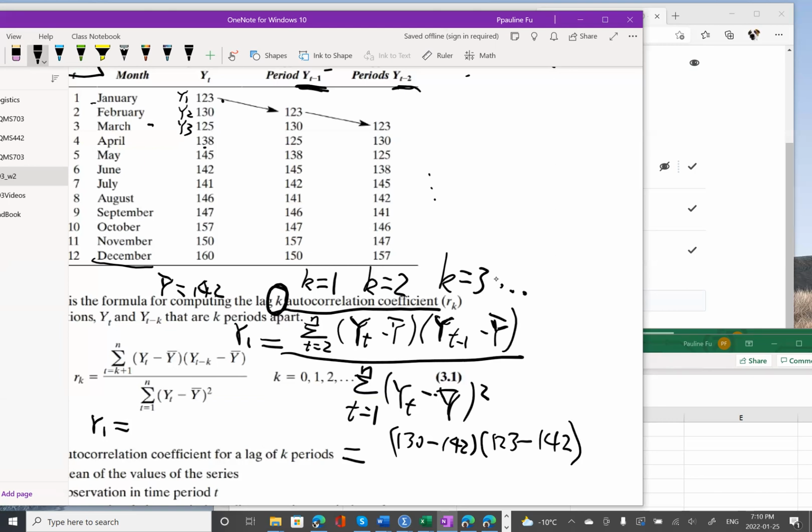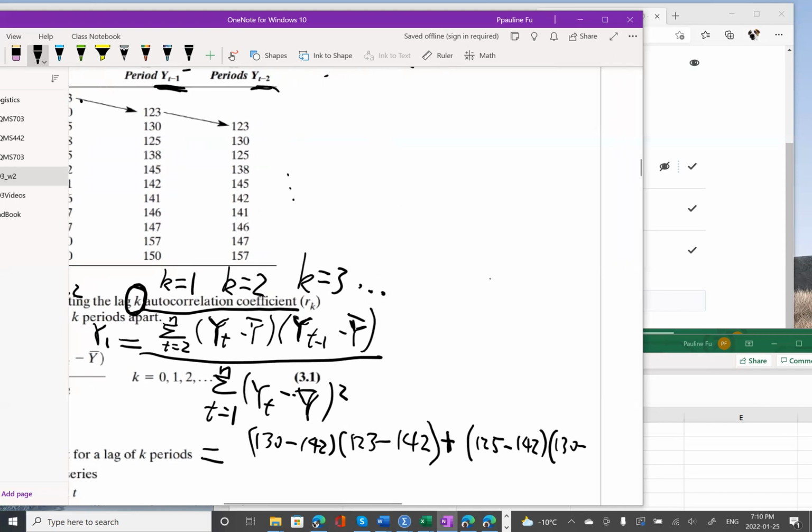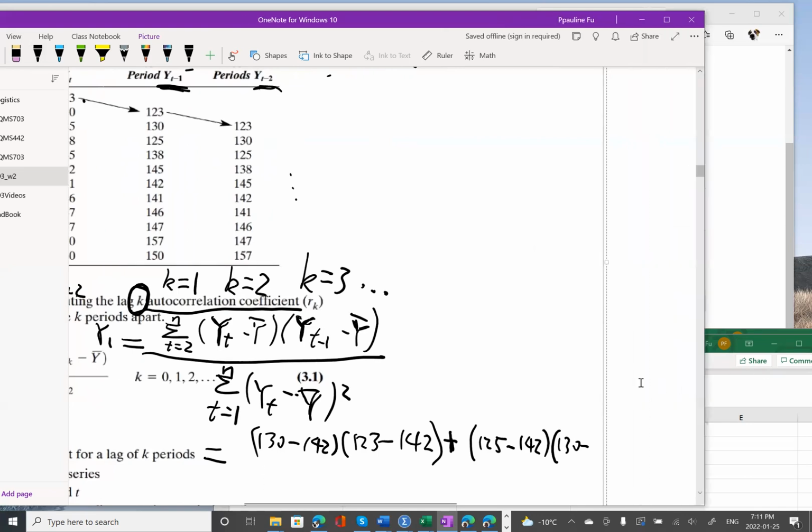This sigma means times, plus the next one. Next one, t equals 3. When t equals 3, what is Yt? This is Y3, which is 125 minus Y bar, 142, times the next, Yt minus 1. When t equals 3, this is Y2, which is 130 minus Y bar, 142. You keep on going.